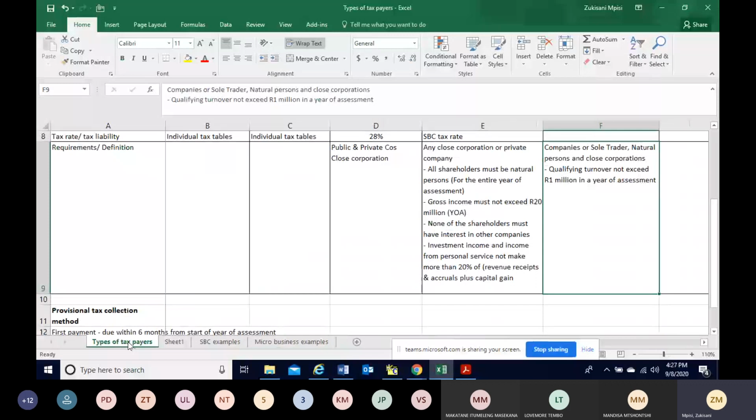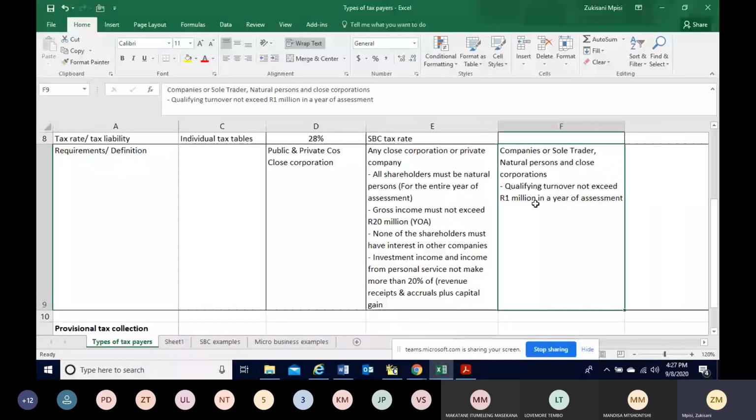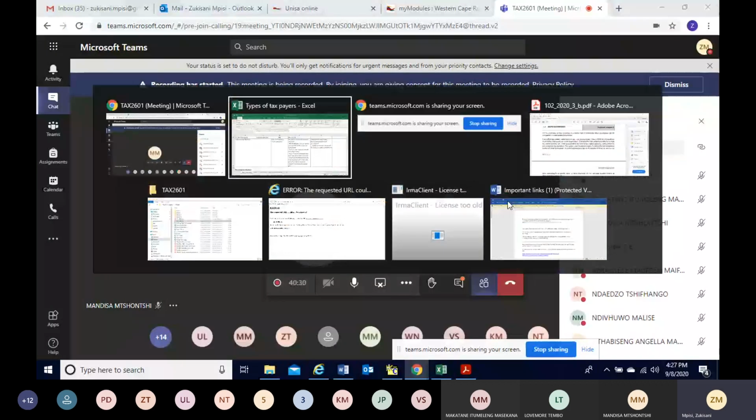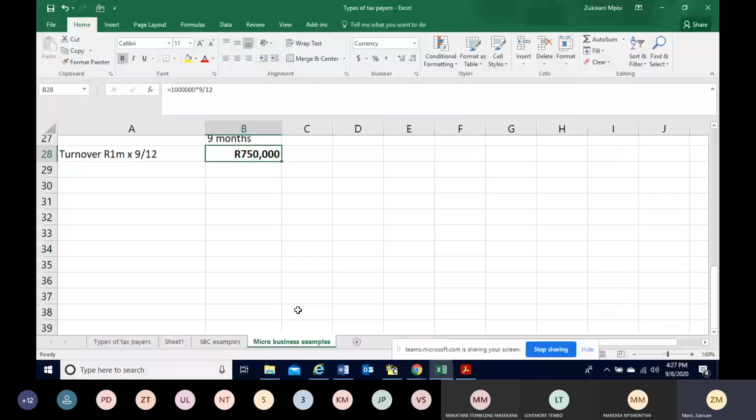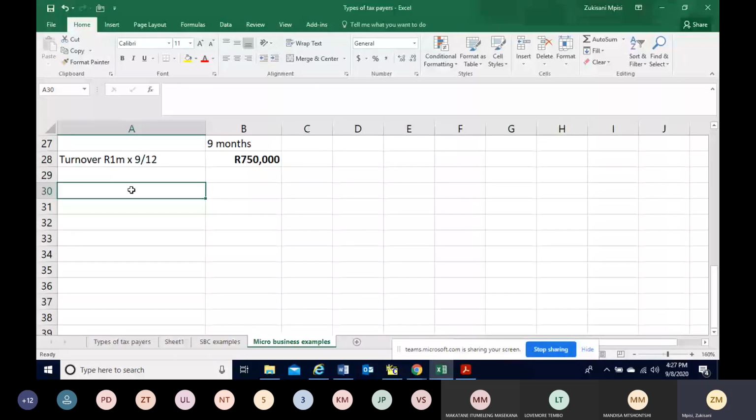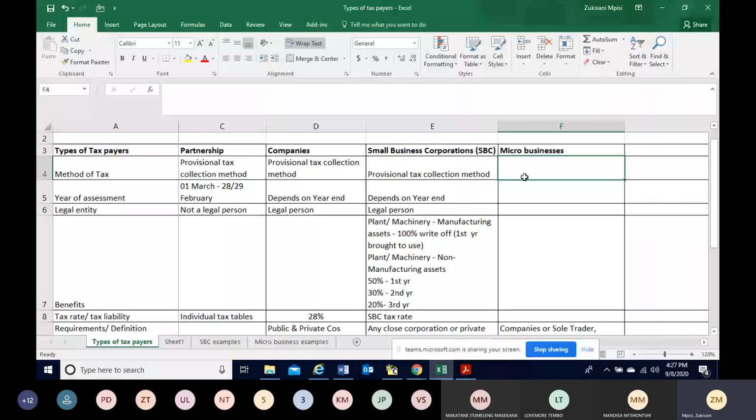So in this case, again, coming back to the definition, micro business qualifying turnover must not exceed 1 million in a year of assessment. The next thing that we look at in terms of a micro business is the basic framework that you have. Remember, the basic framework was applicable when we were looking at other taxpayers, when we said the method of collection of tax would be the provisional collection method, which we are going to be covering today. So if we are looking at a micro business, the question now is, what is the method of collecting tax from them?